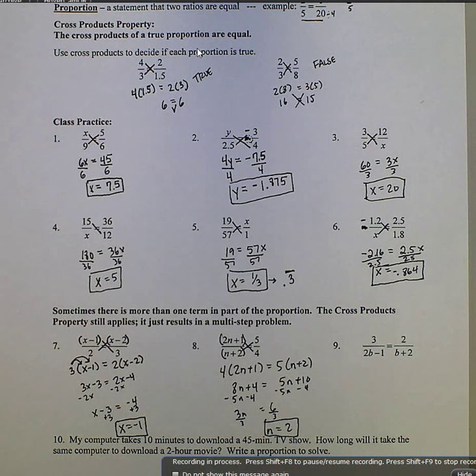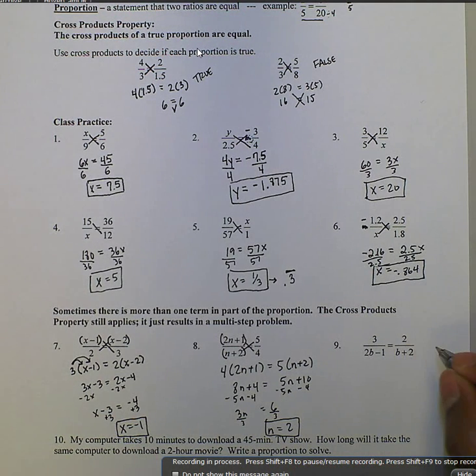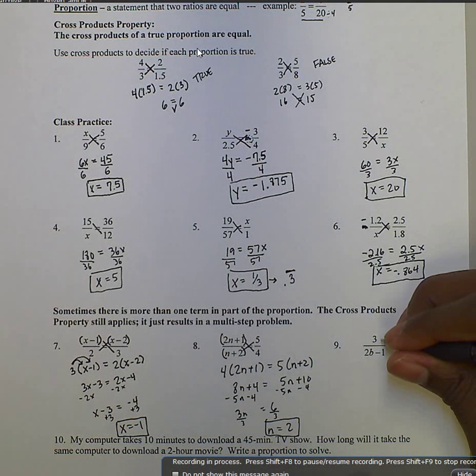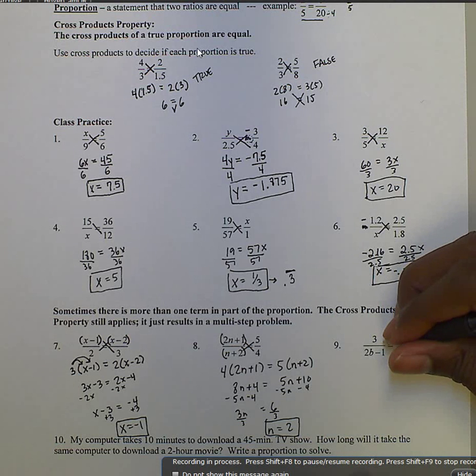And then final example, if you'd like to pause it right now to see if you've got the hang of this, pause it and then play it to see if we get the same answer. I'll give you a second to do that. Okay, I'm going to continue now.